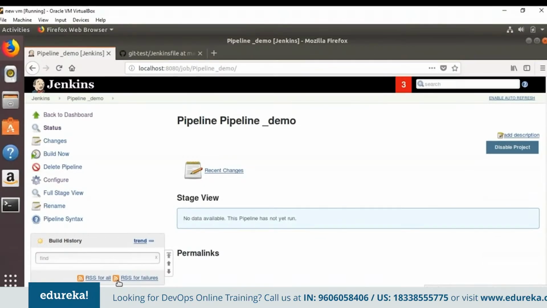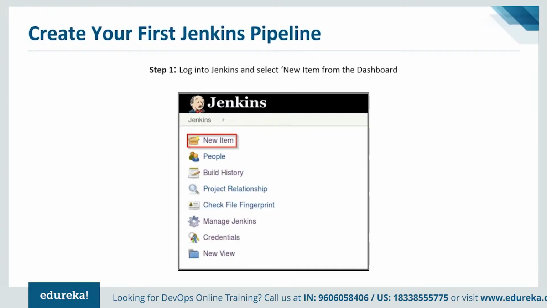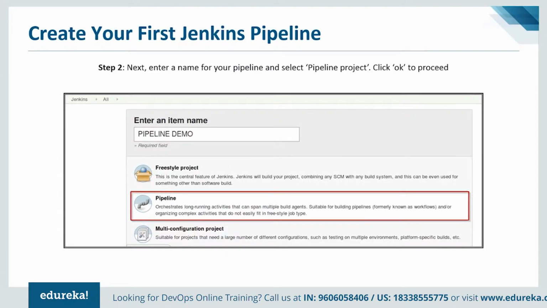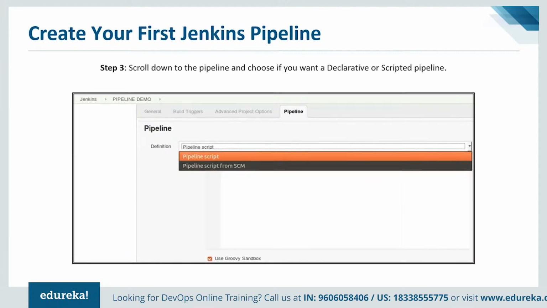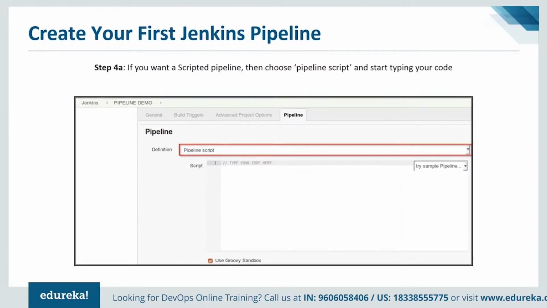Now let me just briefly run you through what we did here. First you log into Jenkins and then you select new item from the dashboard. After that, you'll enter the name of your project, click on pipeline project, and then click on OK. Once you're done with that, you choose if you want a scripted pipeline or a declarative pipeline. For a scripted pipeline, you choose pipeline script and then start typing your code on the instance itself.